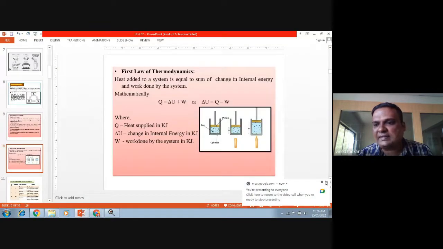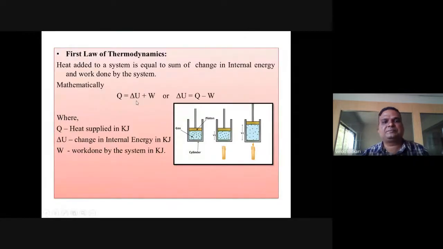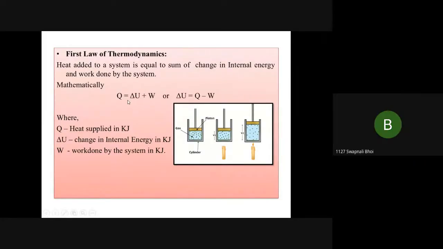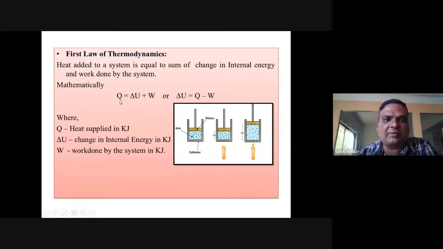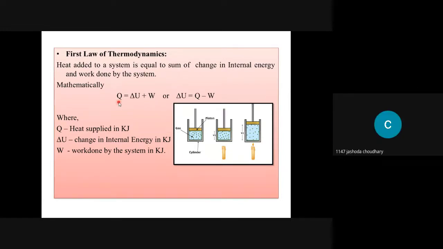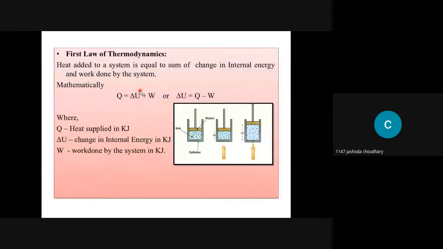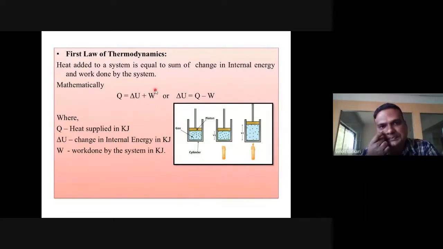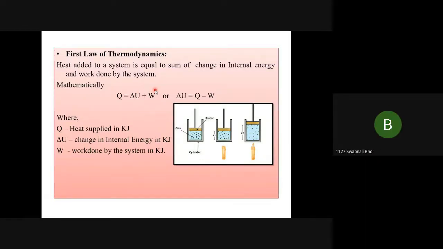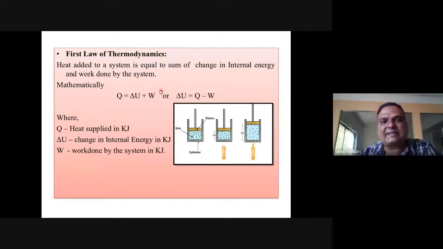Okay, so tell me, what is the statement, the mathematical form of the first law of thermodynamics? Q is equal to delta U plus W. Very good. So tell me, what is Q, what is delta U, and what is W? Q is heat. Delta U is the change in internal energy. W is work done by the system. Very good.